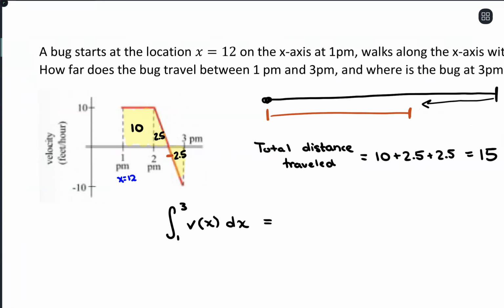So calculating this, we would have the 10, we would add on 2.5, but then because this is the net change, we're taking away that area that's below the x-axis, so we'd go minus 2.5. So in total, from beginning to end, the bug covered 10 feet. Even though in total it traveled 15 feet, by taking this positive velocity and negative velocity together, we get 10 feet.